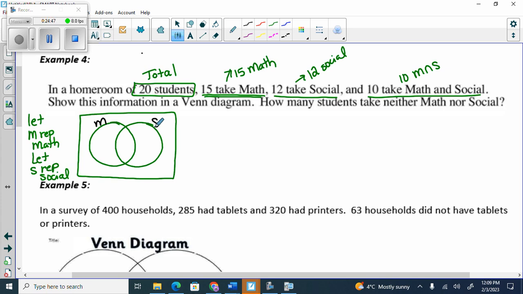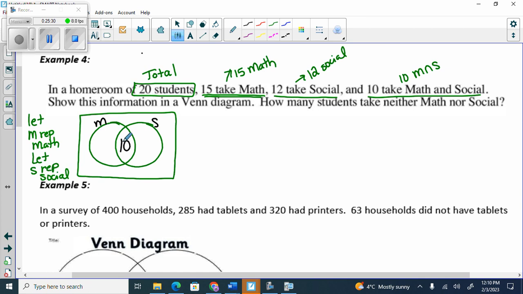Where do I have to start? Math and social. I need to start in that middle piece every single time. You're always starting from small shapes to bigger shapes. Now, why do I have to start in the middle? You're minusing it. Because if I don't start in the middle, 15 take math. If I put a 15 here, I'm wrong, correct? Because the math and social people are still taking math. They just have to be taking social as well. So I have to start at the "and" first. So I put a 10 here. If I don't know the "and" part, guys, I have to find it.